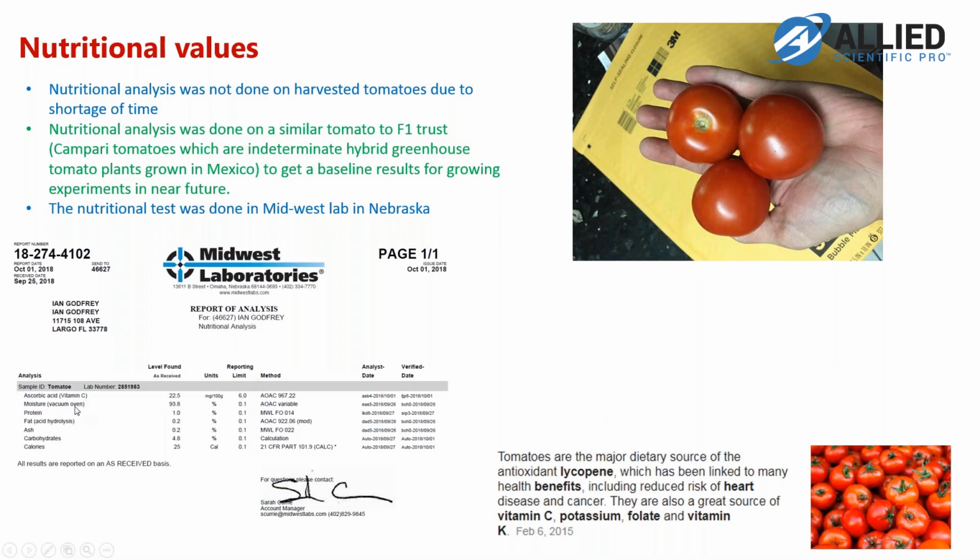We only measured the ascorbic acid, vitamin C, which showed a value of 22.5 milligrams in 100 grams. Basically, that's the value we measured from this tomato, which is similar to F1 Trust. And there's the basic test of moisture, protein, fat, ash, carbohydrates, and calories. But next time around, when we grow different varieties of tomatoes, we definitely want to measure vitamin K, vitamin B, which is folate, and vitamin C, which we already did. And if we can measure the antioxidant lycopene, it would be great. This particular lab is not able to measure lycopene, so we have to find a different lab that does that.